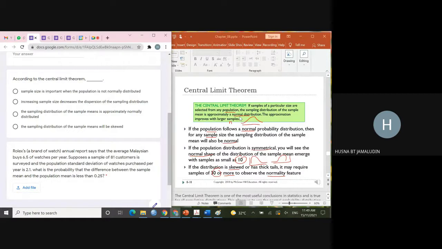So what do we mean by normal distribution? You will have a normal curve, a bell-shaped curve. And the approximation improves with increase in the sample size, or larger sample. So this is what central limit theorem says. So which one? It is approximately normally distributed. So the answer is number 3.